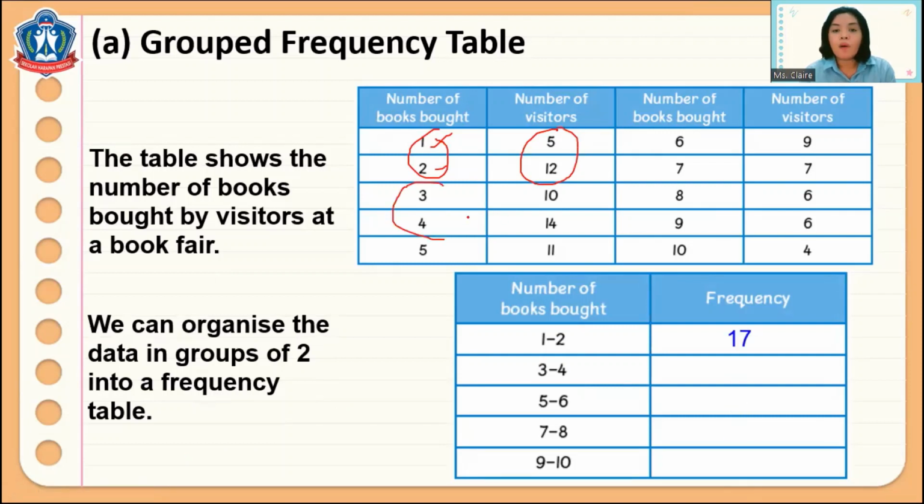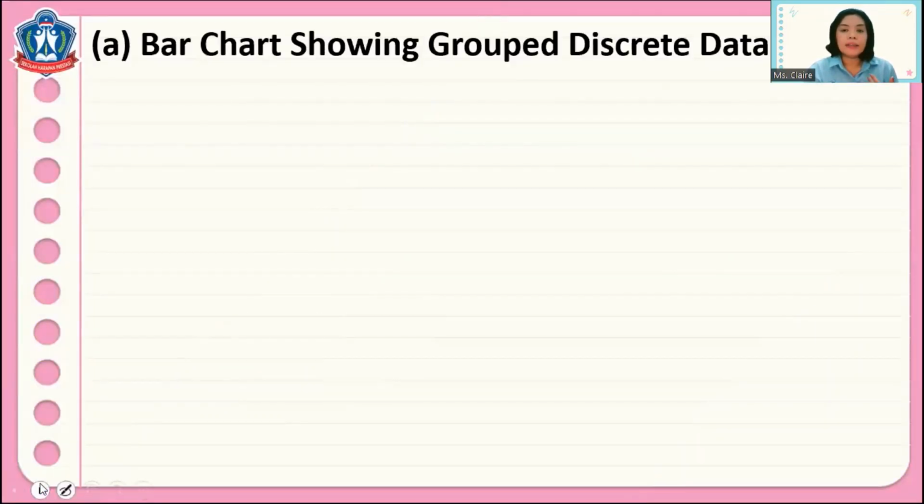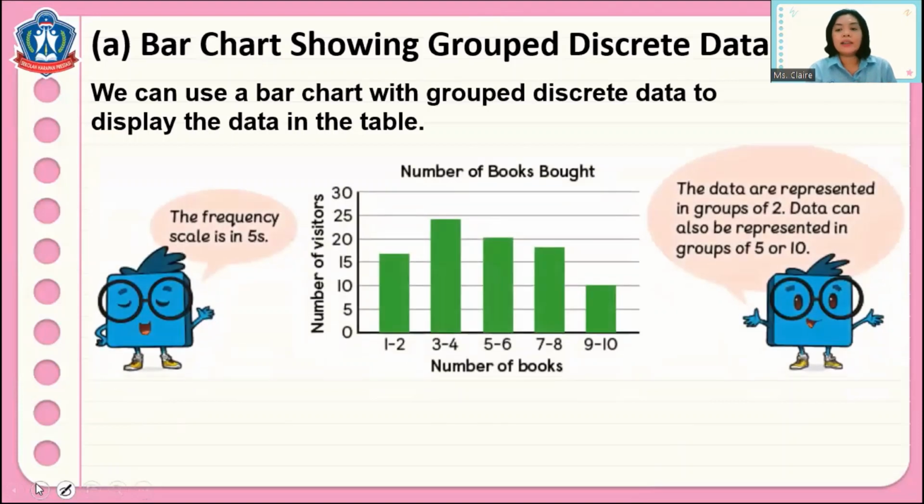The 3 and 4 is 10 plus 14, that is 24. 5 is 11 and 6 is 9, so that is 20. And 7 and 8 means 7 and 6, 13. And the 9 and 10 is 6 and 4, 10. Therefore, we have 5 groups, right? So we have 5 groups now of number of books. Then we can make a chart or a table for this, like this, as you can see.